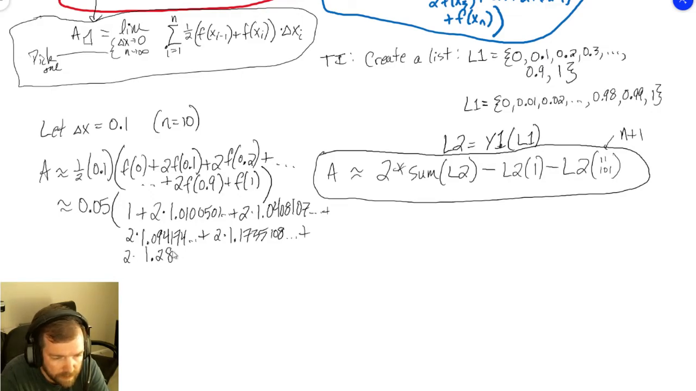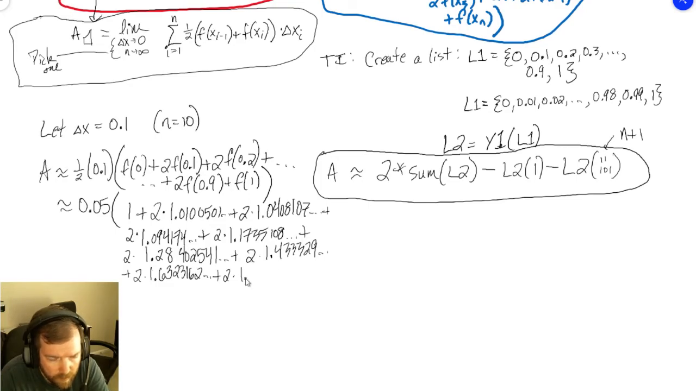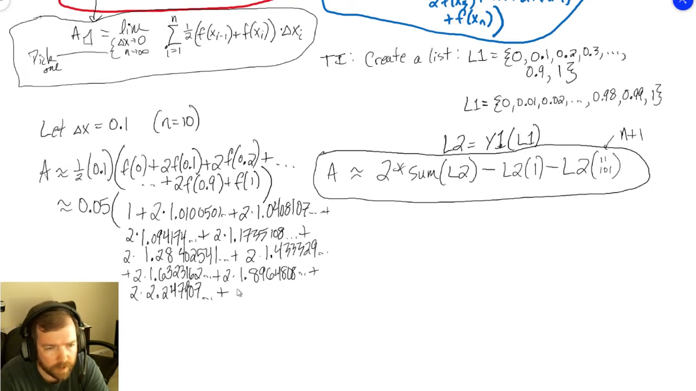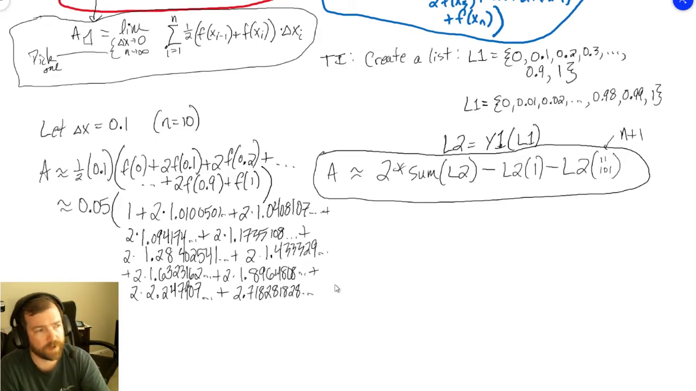this is where it gets a little tedious. Twice at 2.24707, more stuff, plus 1 times, and here we get e, so 2.71828, 1828, 459045, etc.